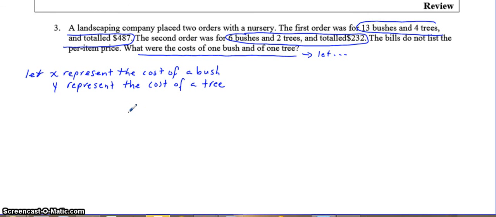So we have 13 bushes, but then you have to multiply it by the price of a bush, plus 4 trees, multiplied by the price of a tree, equals a total of $487. 6 bushes, so 6 times the price of a bush, plus 2 trees, 2 times the price of a tree, totals $232. So from this point on, what you would do is use substitution or elimination.